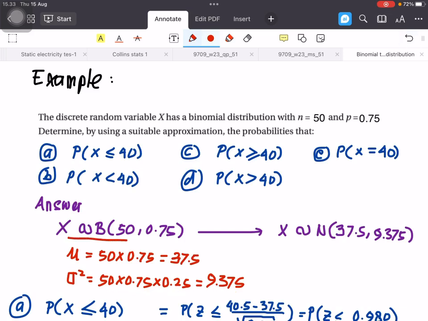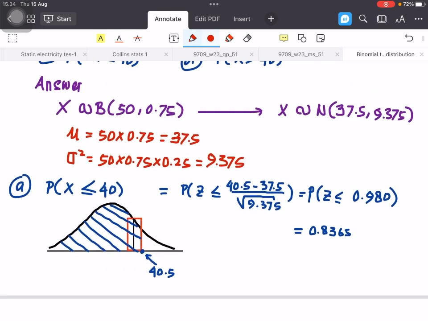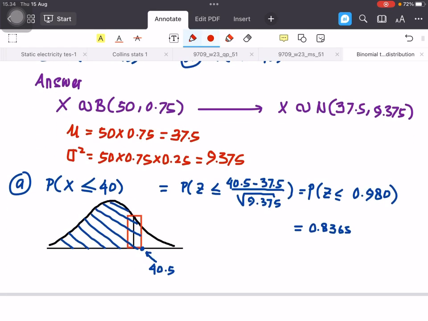So the binomial distribution with n equals 50 and probability of success 0.75 can be approximated using normal distribution with mu 37.5 and variance 9.375. So for part A, we are asked to find probability x less than or equal to 40. Less than or equal to 40 means that we include the 40.